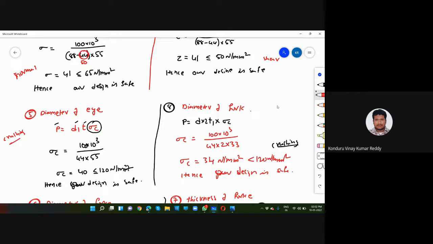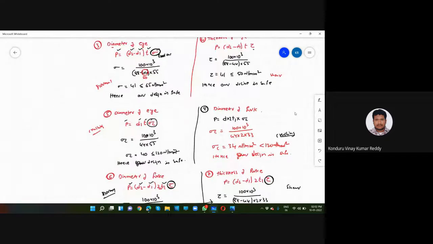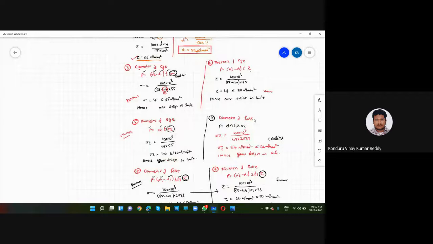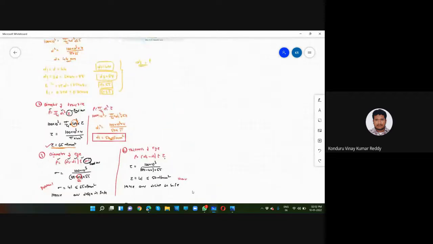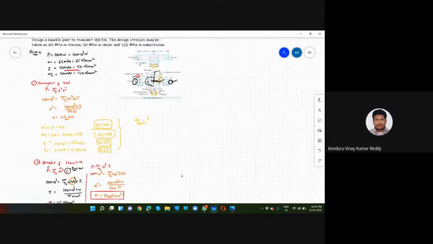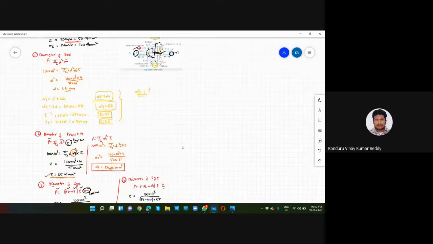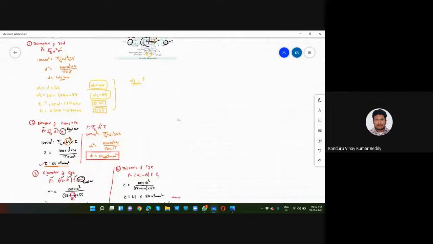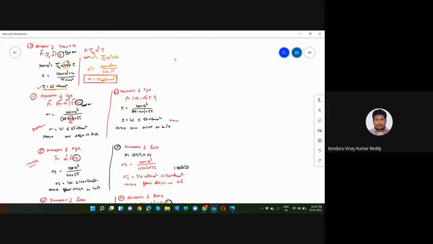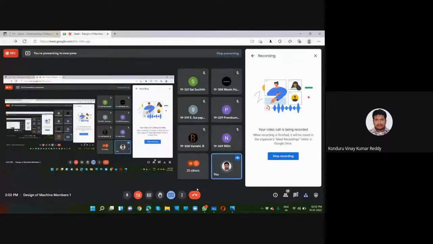If you see, this is a very easy problem. The thing is that you have to draw the figure and substitute these values. Drawing the figure is very important; without drawing the figure, you will not get good marks. Just note it down in your notebooks. Let me stop recording. If you have any doubts, you can ask me now.